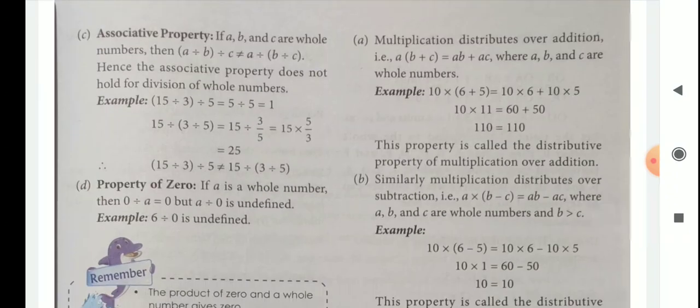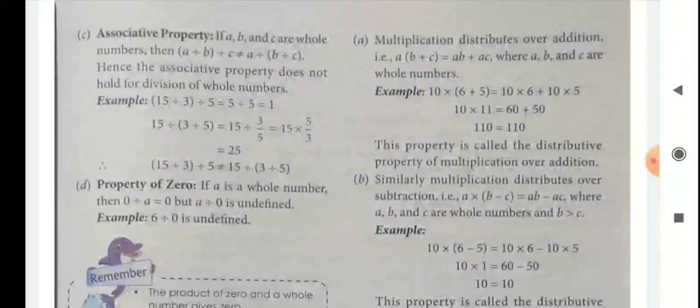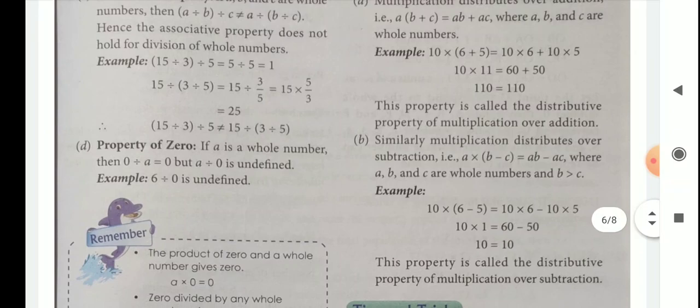Then associative property. Here also associative property does not exist. For example, (15 divided by 3) divided by 5 equal to 5 divided by 5, that is 1. Then 15 divided by (3 divided by 5) equal to 25. Here you mark both cases have different result.